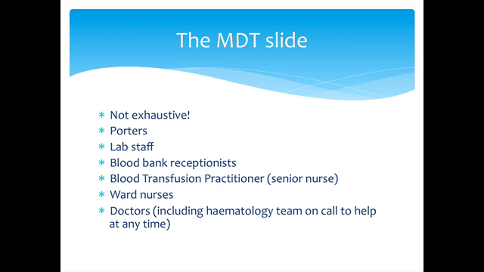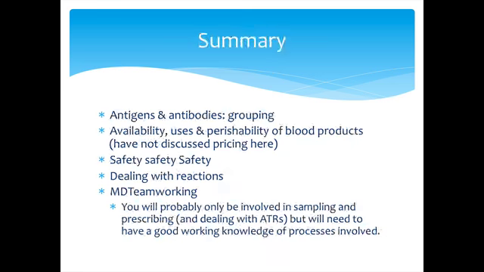Bear in mind also you've got a haematology team on call to help at any time if you're at all worried about a patient. So in summary, we've looked at the grouping of blood types, focusing on the antigens and antibodies. We've looked at availability of blood components, their uses and perishability. I haven't discussed pricing here, but I guess we don't really need to know that, but obviously your trust is going to be concerned with that. Safety, safety, safety. Do all of your checks properly and document. Deal with reactions promptly. Get senior advice and help and report to SHOT. And remember MD team working.